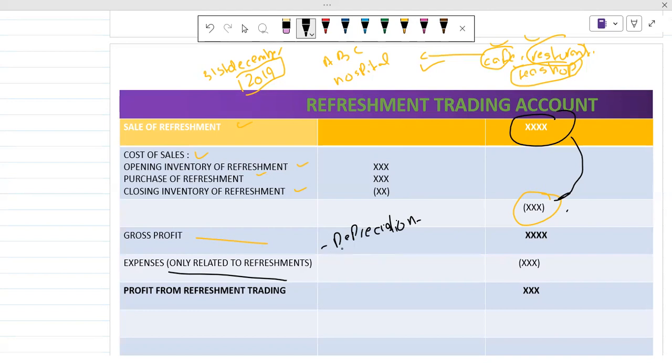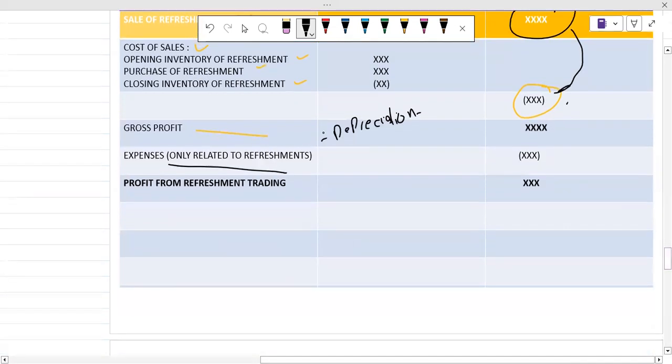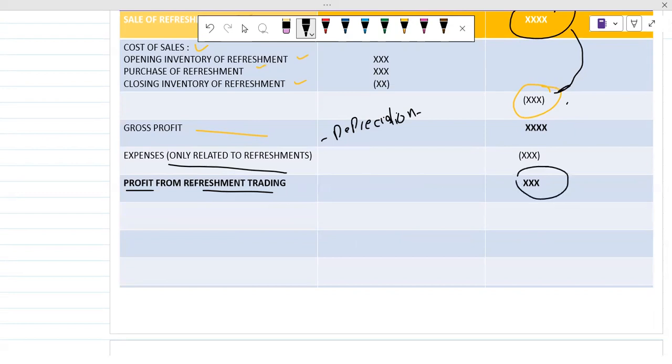It could be depreciation, bad debts, an increase in provision, like all types of expenses we know, but those related to the refreshment trading account. So after that, in order to find the profit from the refreshment account, we have to minus the expenses from the GP. Then we have the profit which we earned from the restaurant.